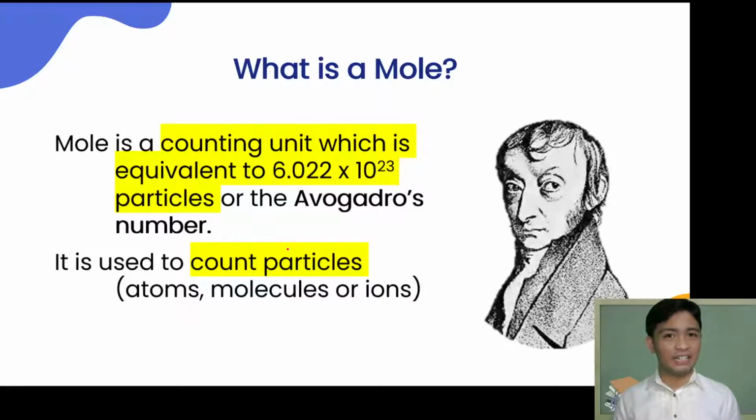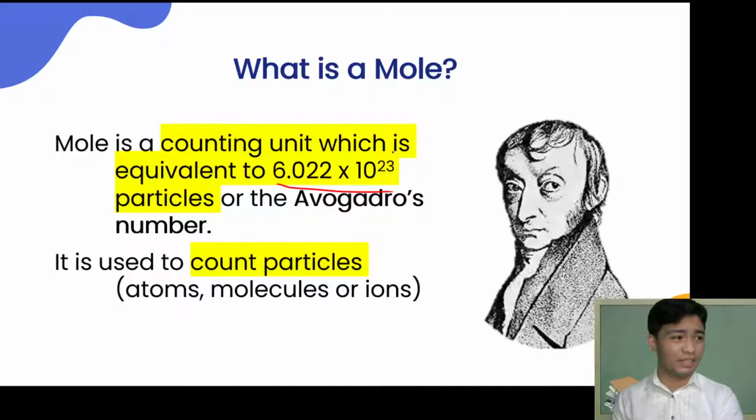Meron tayo kanina dozen. Pag sinabing dozen, di ba automatic, that is equivalent to 12. Pag sinabing pair, 2. Di ba? Kaya pag meron kang 12 pairs, so 12 times 2, you have 24 of those items. Kapag deck, 52. Kapag mole, that is equivalent to this value, 6.022 times 10 raised to 23 particles.